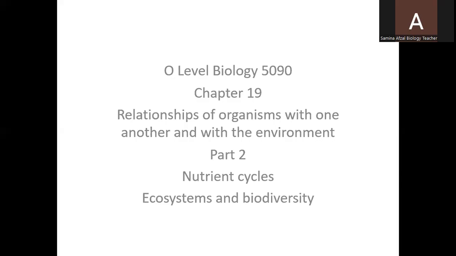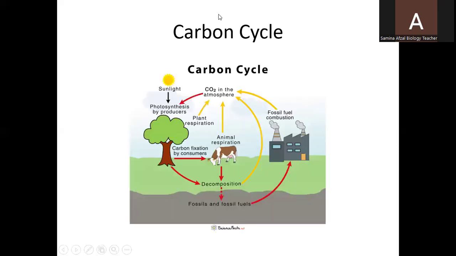O-Level Biology 5090, Chapter 19, Relationship of Organisms with One Another and with the Environment, Part 2, Nutrient Cycles in Ecosystem and Biodiversity. So first of all, we will discuss the nutrient cycles. The first type of nutrient cycle is the carbon cycle.